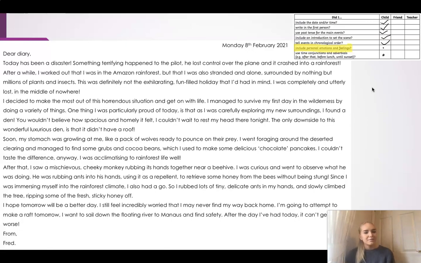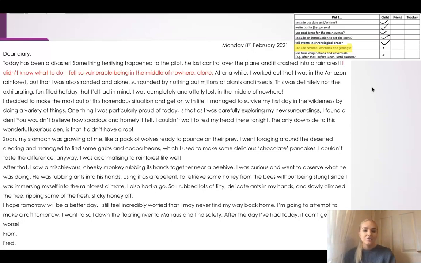So my first focus is going to be including personal emotions and feelings. So, dear diary, today has been a disaster. Something terrifying happened to the pilot. He lost control over the plane and it crashed into a rainforest. Well, I definitely think I can probably add some personal feelings in here. So why don't I say after that sentence, I didn't know what to do. I felt so vulnerable being in the middle of nowhere, alone. So I've added that little sentence, but that really tells the reader how I was feeling. I felt so vulnerable. That means where you're feeling a little bit like you can't really control what's going on.